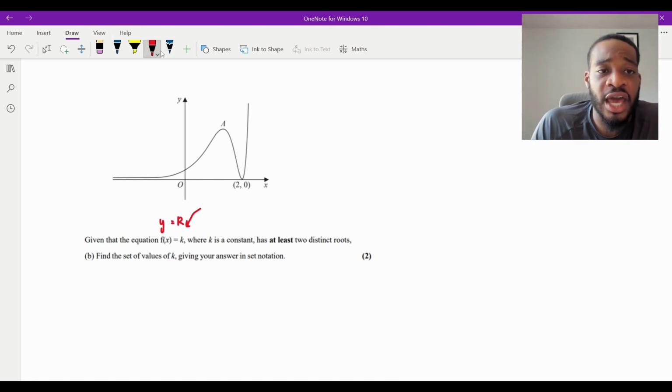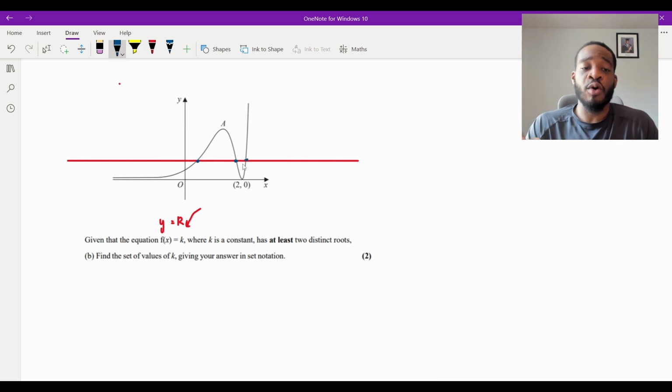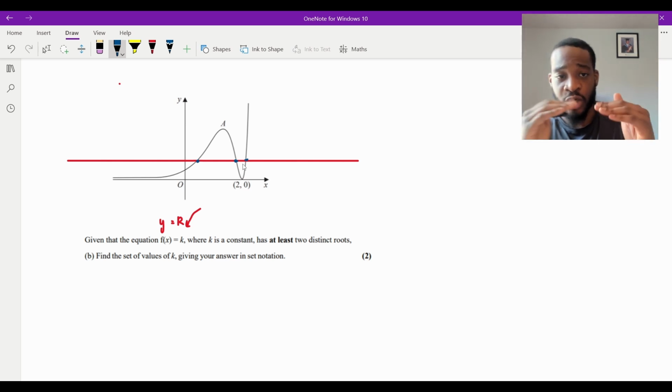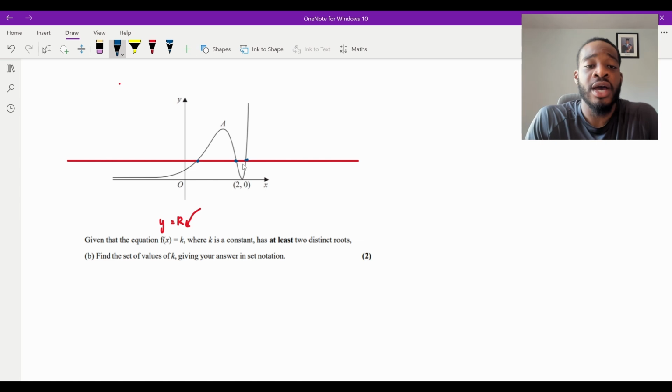So what you want to do is say, okay, well, if I draw a horizontal line, let's say I draw a horizontal line there. How many roots do I have at the moment? Well, I have 1 here, I've got 2 there, and I've got 3. There are 3 roots at the moment, right? Now, we need to figure out the set of values of k for which you have at least 2. So we need to figure out the range of horizontal lines that will give us at least 2 points of intersection.